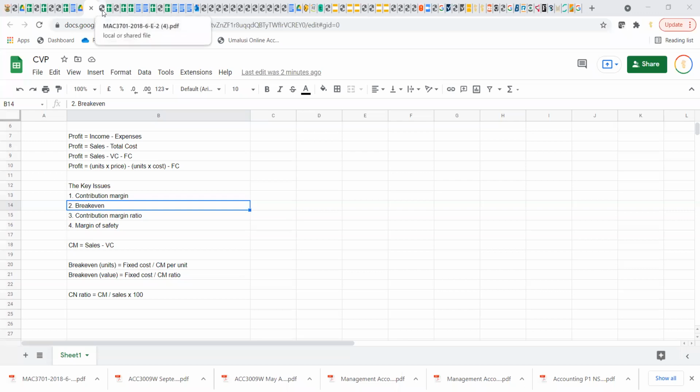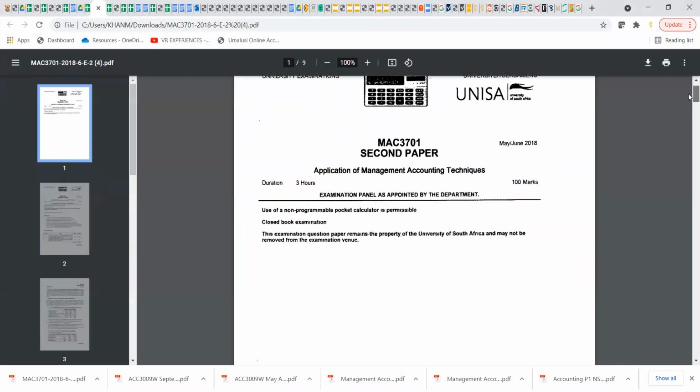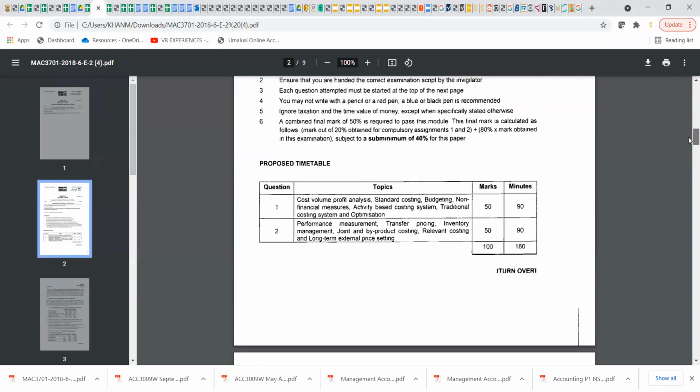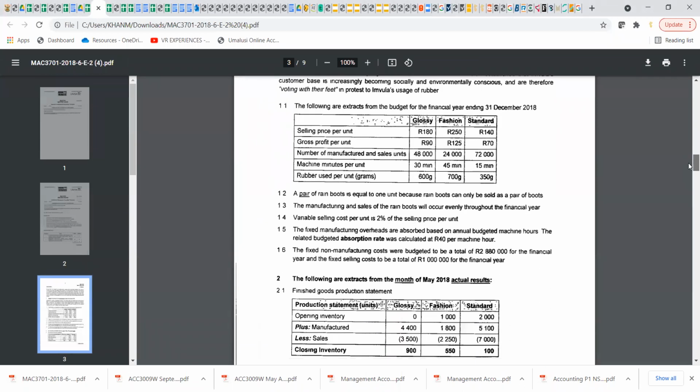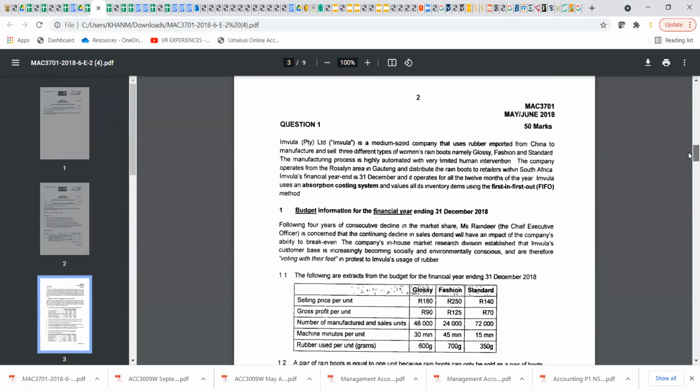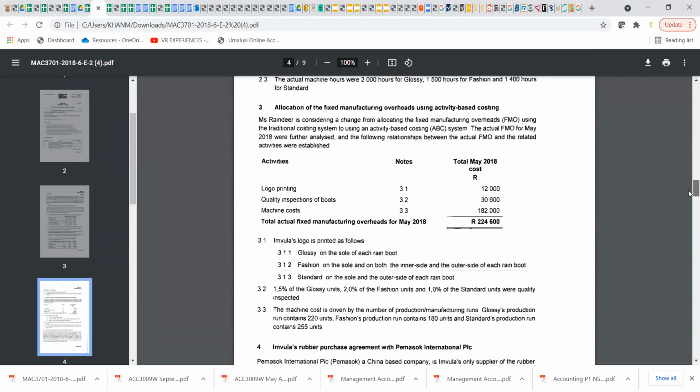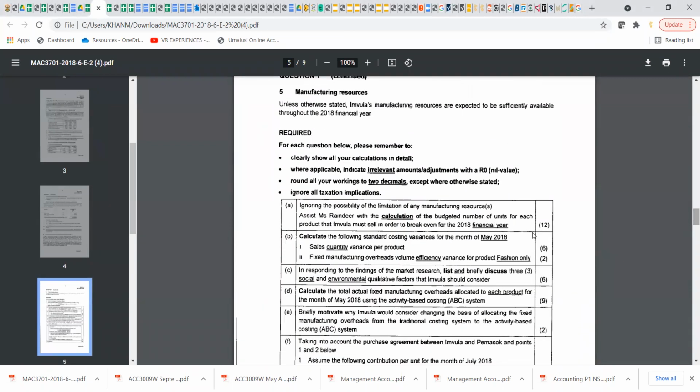Just tell me if you can see the question paper. Yes, you should be able to see it. Okay, cool. So we do question 1. We kind of read through the scenario already, but I'm going to go through it again very quickly. They say, ignoring the possibility of any limitation, assist Miss Reindeer with a calculation of the budgeted number of units for each product that Imvula must sell in order to break even for the 2018 financial year.